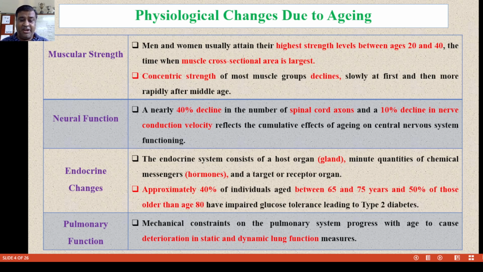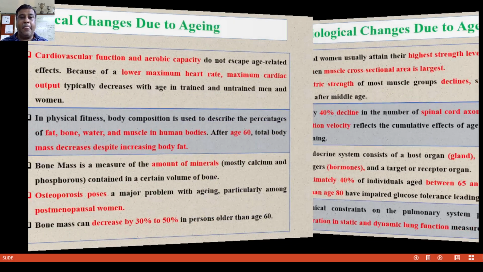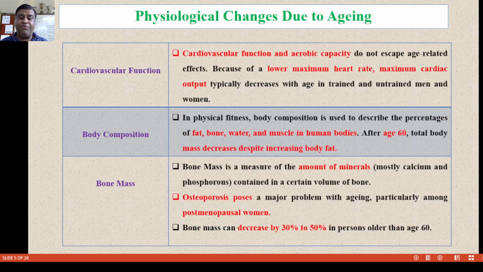Now pulmonary function. It starts with mechanical changes of the body, especially the cardiac impact, or the lungs can decline, with degeneration and deterioration of static and dynamic lung function that can be measured. Now next is cardiovascular functions, impact on the heart and cardiovascular function, and aerobic capacity can also be affected by age-related factors. The maximum heart rate and maximum cardiac output, meaning heart rate and tidal volume, can be lowered, especially in trained and untrained men and women.